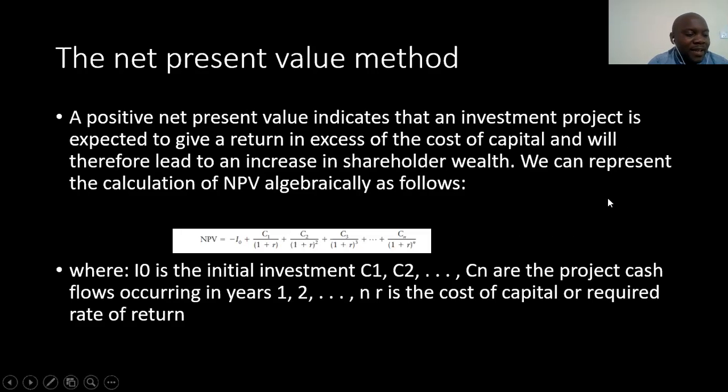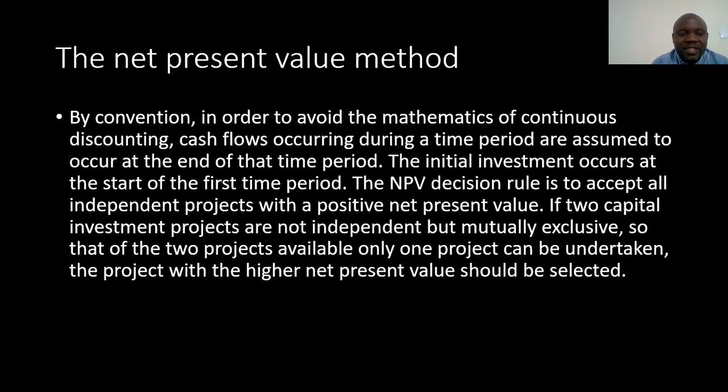So we know that a positive net present value indicates that an investment project is expected to give a return in excess of the cost of capital and will therefore lead to an increase in shareholders' worth. So this formula, I know we have done investment appraisal and NPV together, so this shouldn't be an issue. Cash flows occurring during a time period are assumed to occur at the end of that time period. That's what it is.